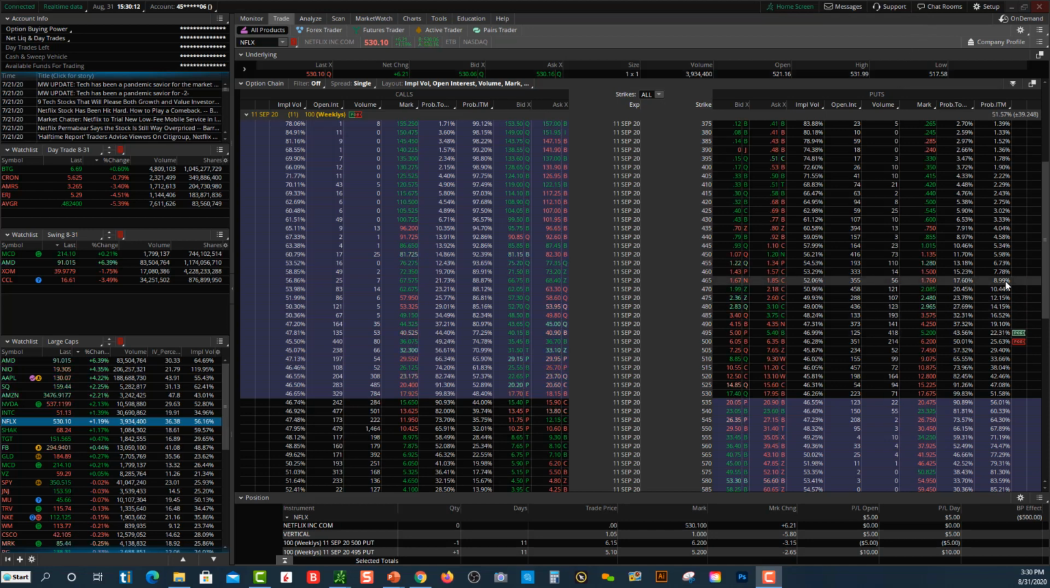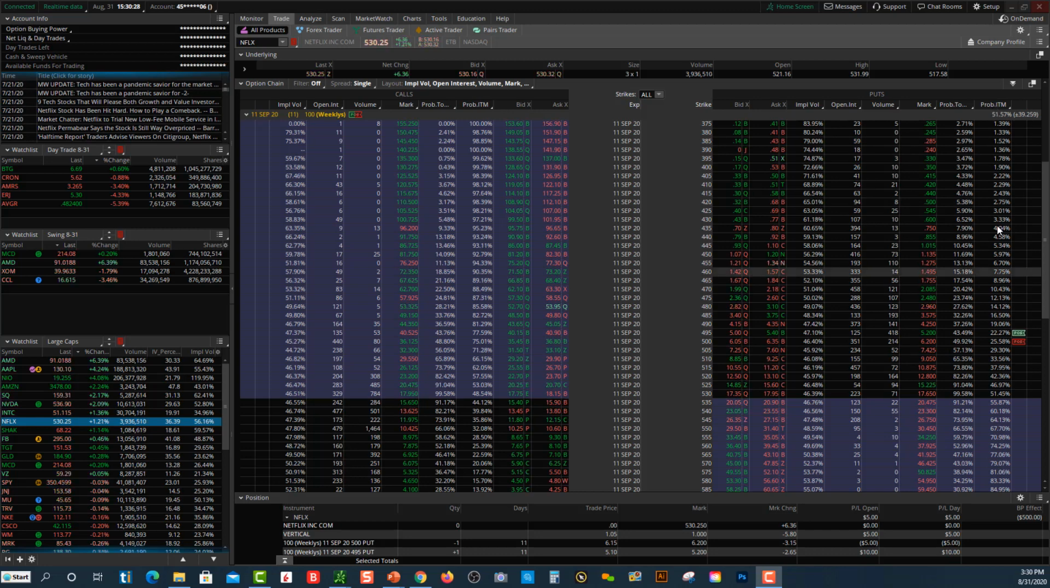So you'll see here I entered into a credit spread for Netflix. This is a put credit spread, so I believe that the price of Netflix is going to go up. You'll see right over here, I have probability of in the money. If I was a buyer, these are the columns, probability of in the money, both on the put side and on the call side. This is the probability that Netflix will expire in the money at expiration.